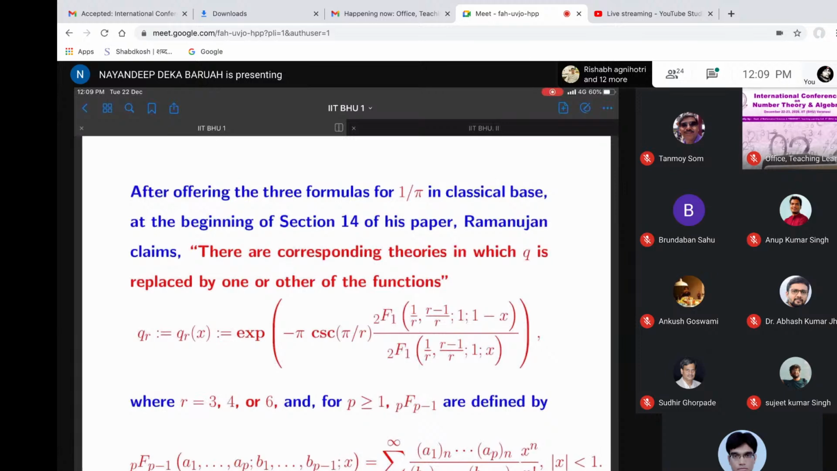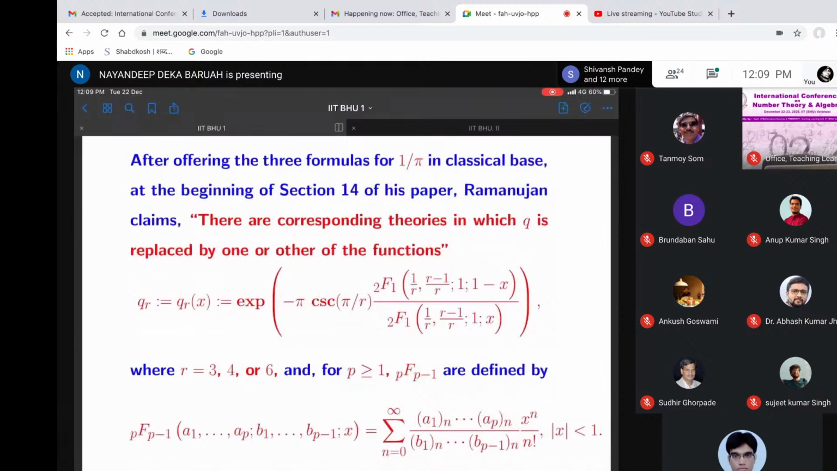Okay, and after offering the three formulas of 1 over pi in the classical base, at the beginning of section 14, he said there are corresponding theories in which q is replaced by one or other of the functions. You see that these are hypergeometric series, with 1 over r. When r equals 2, it is 1/2, 1/2, 1, and 1 minus x. That is the classical theory, actually.